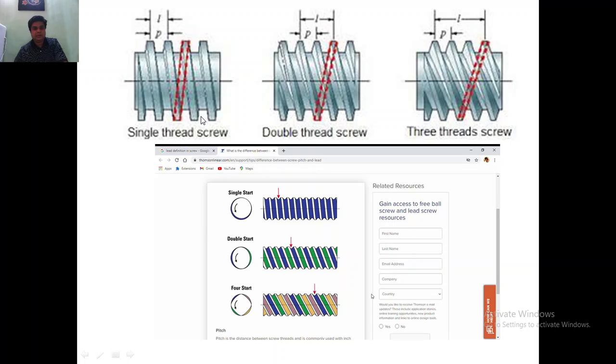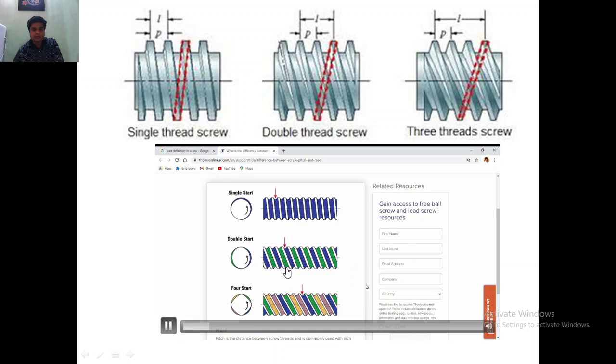Similarly, we have the same diagram explained here. Single thread screw or single start screw. We have a double start screw where L is equal to 2p. We have triple or 3 thread screw or triple start screw where L is equal to 3 times p. Here you can see in single start, in one rotation of the screw, the linear movement will be equal to the pitch. That is, if it rotates by one revolution, the distance traveled is equal to the pitch of this thread. So we call this a single start.